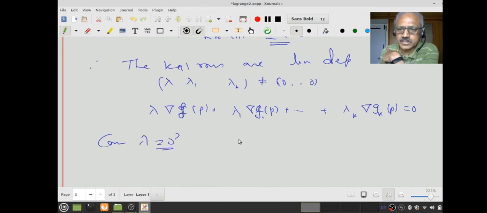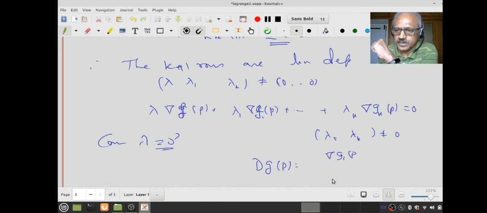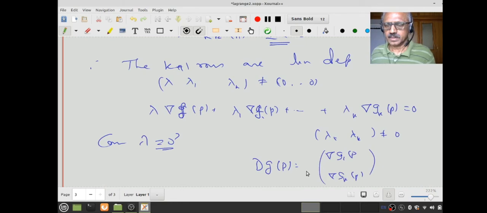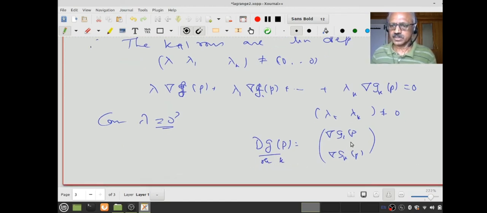If lambda is 0, what does it mean? That means one of lambda 1 to lambda k is non-zero. That means (lambda 1, ..., lambda k) is not the 0 vector. That means ∇g1 at p, ..., ∇gk at p are linearly dependent, right? But your dg at p is precisely these vectors, ∇g1 at p, ..., ∇gk at p. So what I know is the rank of this is k, and you are saying they are linearly dependent. That's a contradiction. Therefore lambda is not equal to 0.